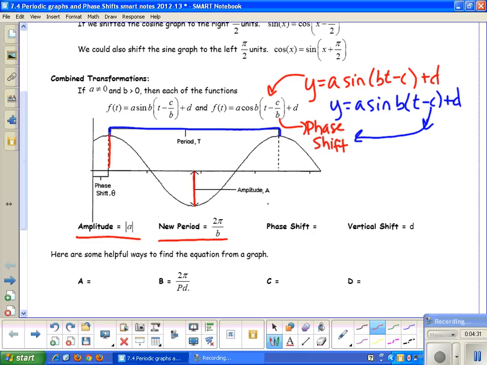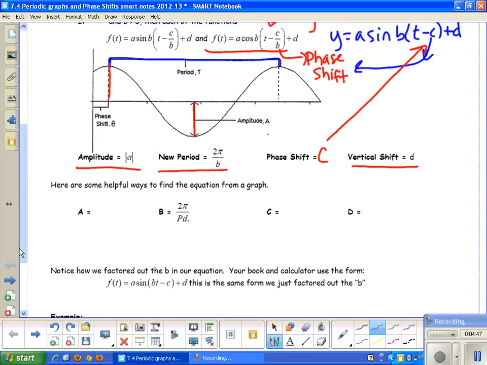To find the phase shift, I'm just going to call it right now your c value, using this equation. If you use this equation up here, your phase shift would be c over b. And of course, your vertical shift is the d value. Those are things we've talked about before. So I'm going to give you guys some helpful hints in order to help you find some of these values.